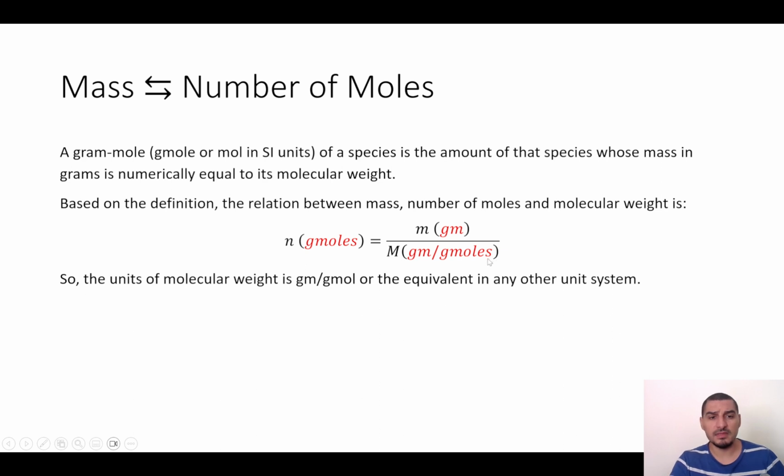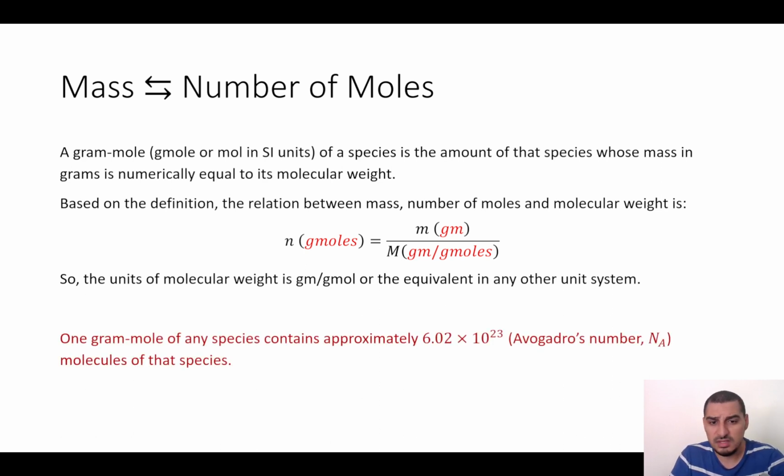So this is the equation that we use. It's very similar to the relation between mass and volume using density. So this is the same thing. It's also known that 1 mole of any species contains Avogadro's number of molecules, which is 6.02 times 10 power 23. So this is the number of molecules, or atoms if it's atoms, per gram mole.